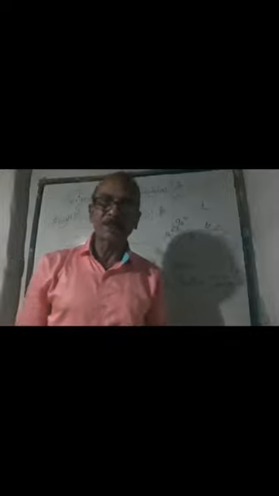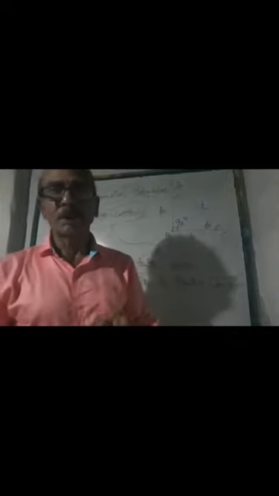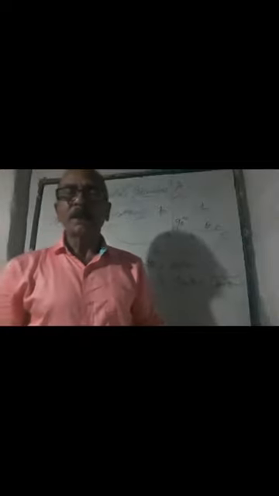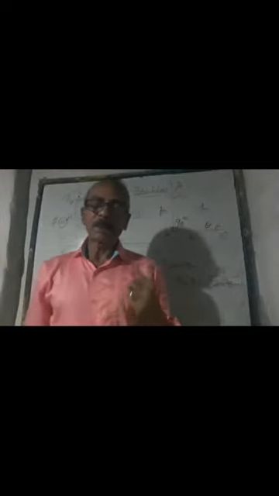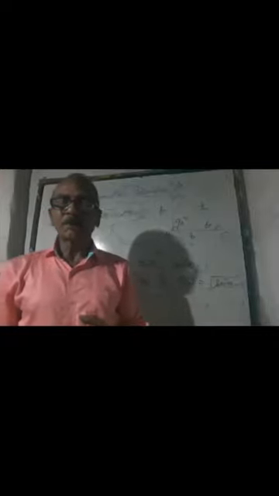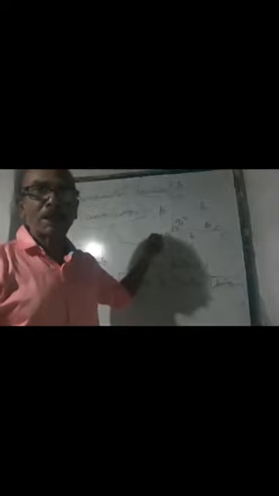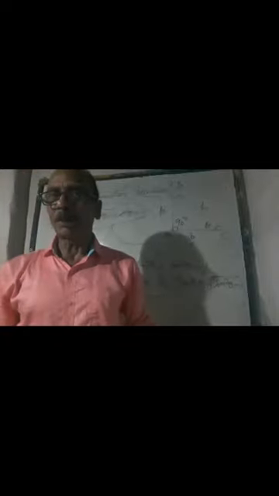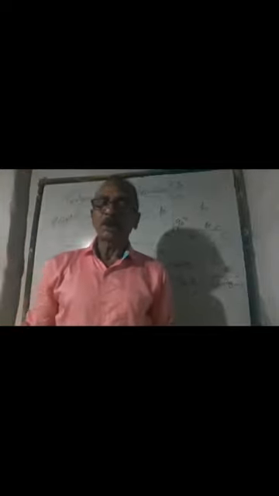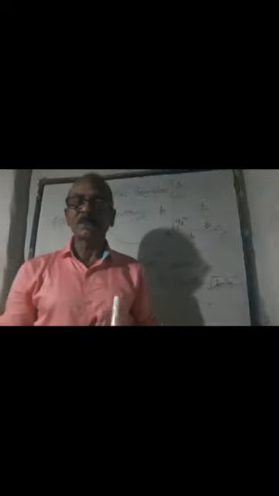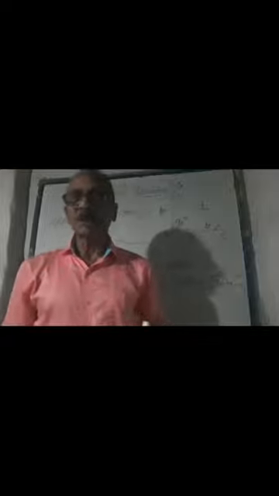You will be having three types of identities: sin square theta plus cos square theta is equal to 1. The second one is sec square theta minus tan square theta is equal to 1. And the third one is cosec square theta minus cot square theta is equal to 1. Two of them have already been proved by me. The third one has been given to you as an assignment and you have to complete it. So this is all about the trigonometric identities as well as the T ratios of complementary angles.